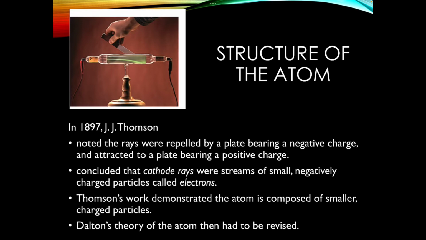So J.J. Thomson noticed that the rays were being repelled by a plate bearing a negative charge, and they were being attracted to a plate bearing a positive charge. So the rays are repelled by a negative charge and attracted to a positive charge. Okay, these cathode rays then must be negatively charged. They're being repelled by a negative, attracted to a positive. So these cathode rays were actually negatively charged particles called electrons.